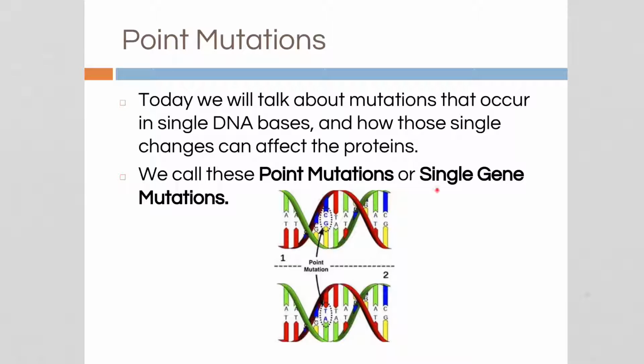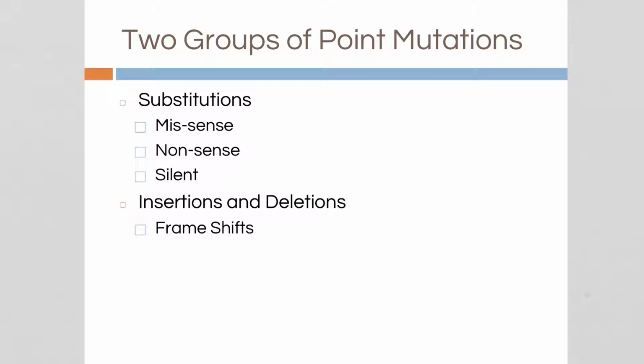Point mutations or single gene mutations that affect a single DNA base. And they come in two categories. So the first category are called substitution mutations, of which there's 3. And the second category is called insertion and deletions. And these cause something called frameshifts. So I'm going to focus on these substitution mutations first.